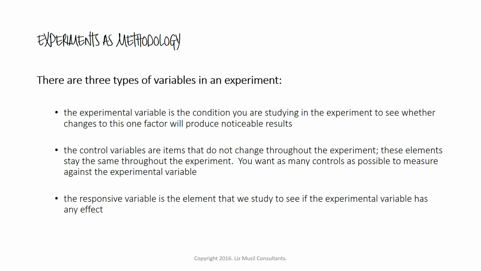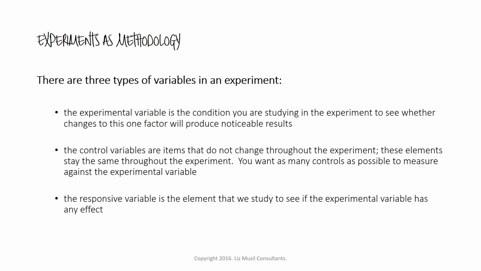2. The control variables are items that do not change throughout the experiment. These elements stay the same throughout the experiment. You want as many controls as possible to measure against the experimental variable. And 3. The responsive variable is the element that we study to see if the experiment has any effect.